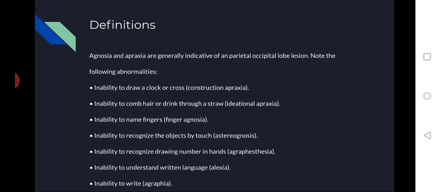Inability to comb hair or drink through a straw: ideomotor apraxia. Inability to name fingers: finger agnosia. Inability to recognize an object by touch: astereognosis. Inability to recognize a number drawn in the hand: agraphesthesia. This is quite a nice test. You make the patient close his or her eyes, and you draw, for example, a 4 on the back of the palm, and you ask the patient what number you drew with your finger, and whether the person can answer this or not. Inability to understand written language: alexia. Inability to write: agraphia.